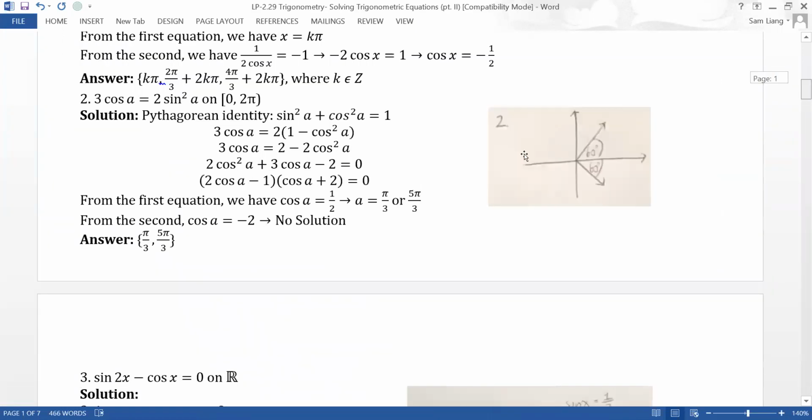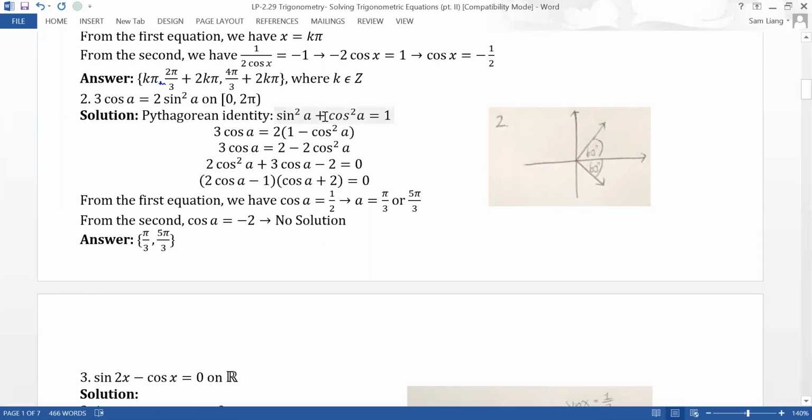For question 2, we had 3 cosine A equals 2 sine squared A on 0 to 2 pi. So here we're solving in a finite range, so like 0 to 360 degrees. Note that 360 degrees is not included, so we don't have to include 2 pi if it comes up. What that means for us is we don't have to add 2k pi or k pi or anything like that.